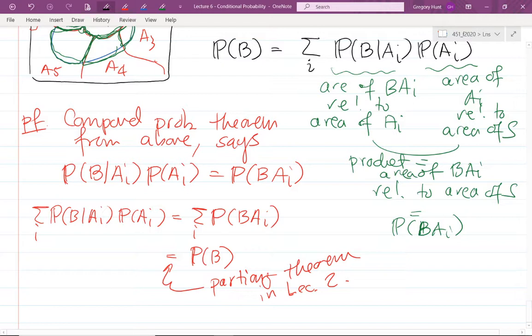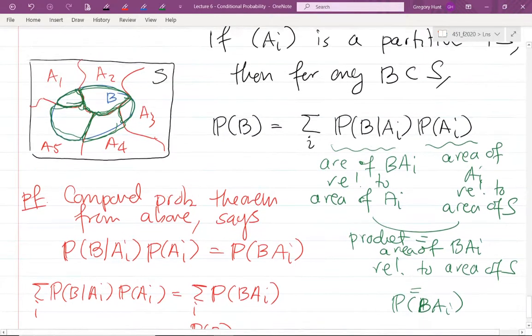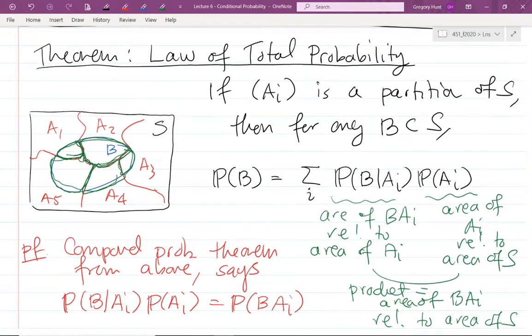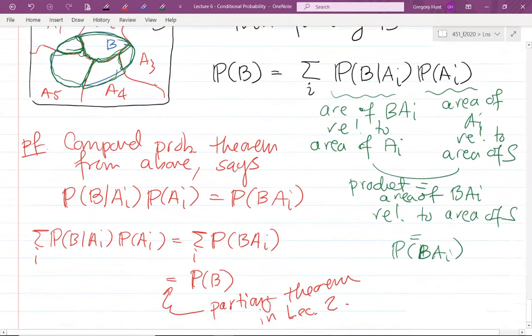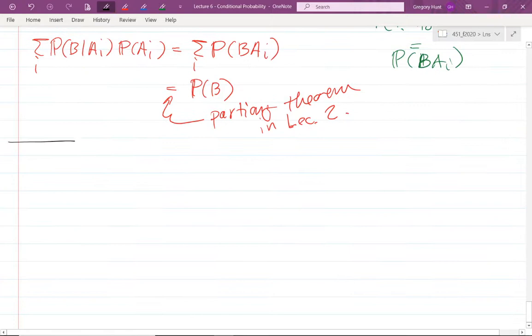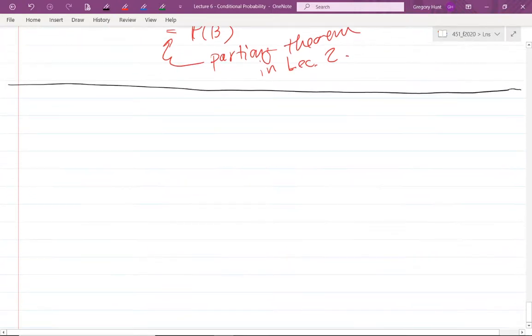Okay, let's stop with the theorems for a minute and look at a practical example. But this is called the law of total probability. It's super useful. We use it several times today. Here I'm going to give you a probability problem that you probably would not be able to solve without conditional probability. But given knowledge now about conditional probability, it's going to be kind of real simple to do.